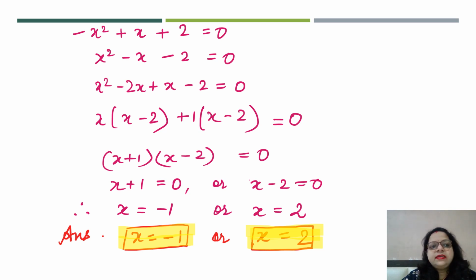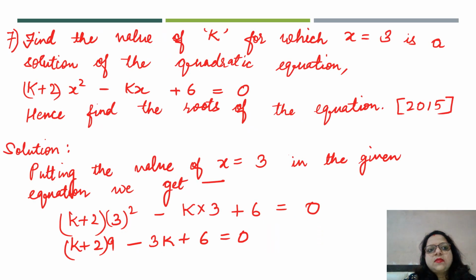Coming to the next question. Find the value of k for which x is equal to 3 is a solution of the quadratic equation (k plus 2)x square minus kx plus 6 is equal to 0. Hence find the roots of the equation. This question has been asked in 2015, children. The solution for this equation is, we will put the value of x equal to 3 which is given in the equation.